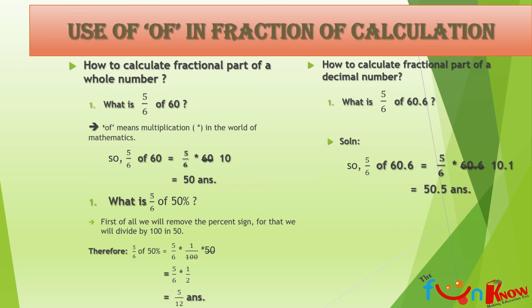The simple thing is, you will just multiply as you did with the whole number. After multiplying, 6 ones are 6, 6 tens are 60, and because it was 60.6, 6 ones are 6, so 10.1 will be the answer. That is 10.1 into 5, it will be 50.5.